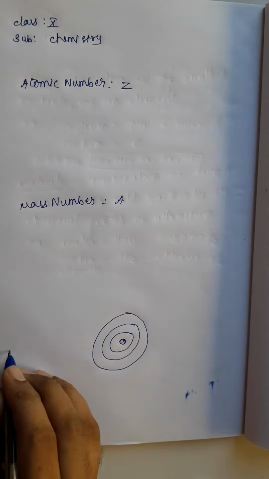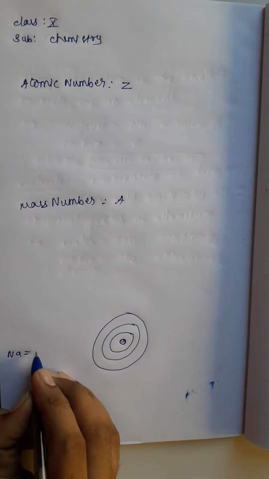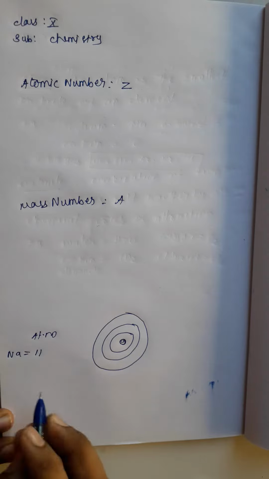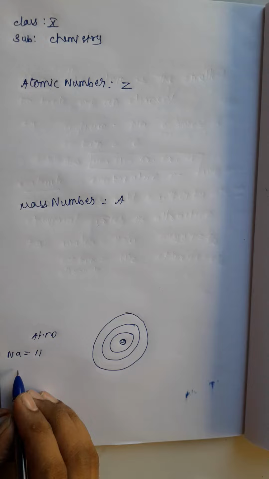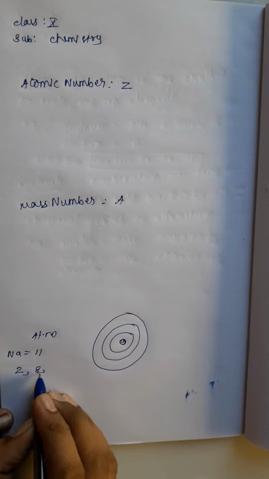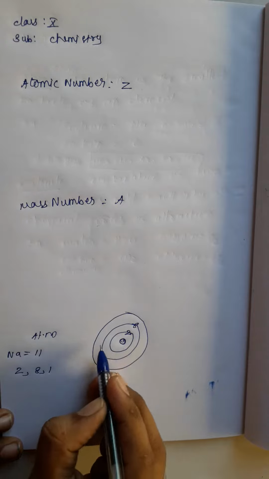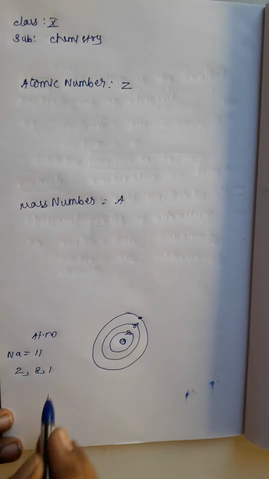If we consider sodium as the atom, the atomic number is 11. So its atomic number is 11. That means the electronic distribution is 2, 8, 1. That means first orbit 2 electrons, second orbit 8 electrons, next orbit 1 electron.